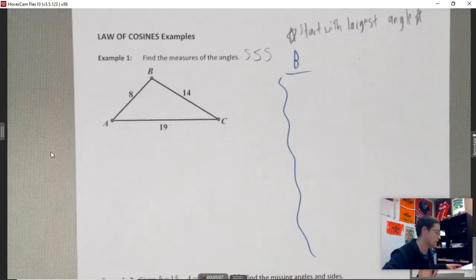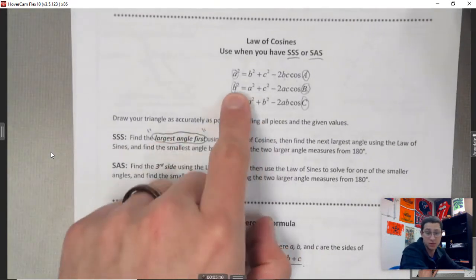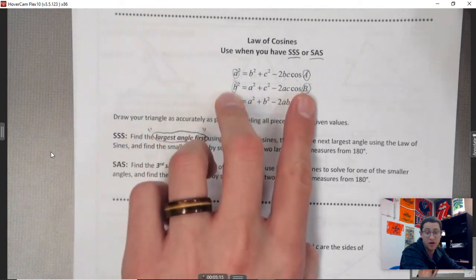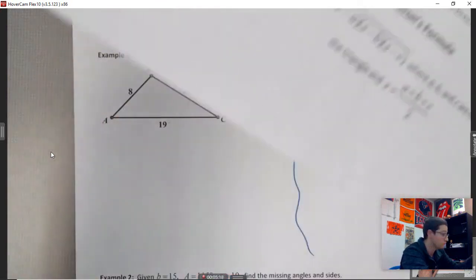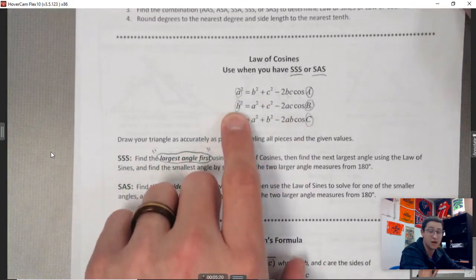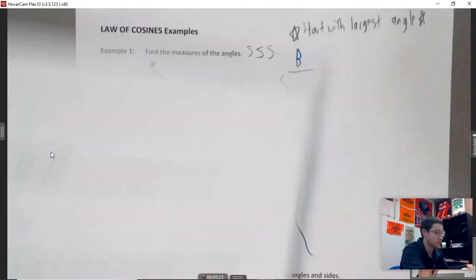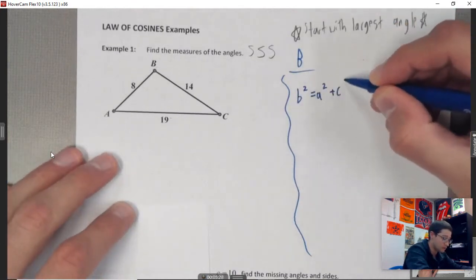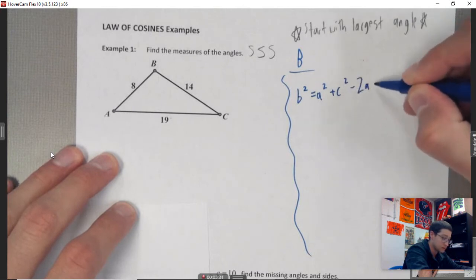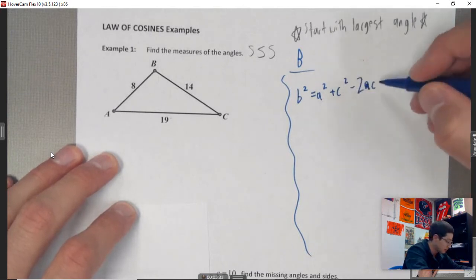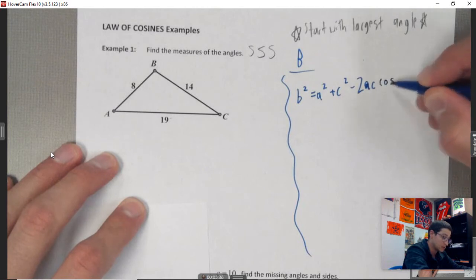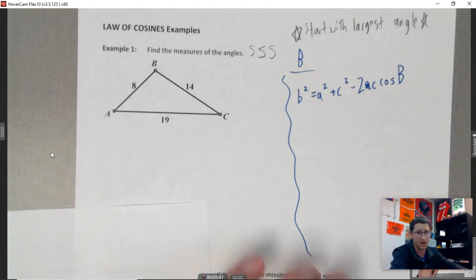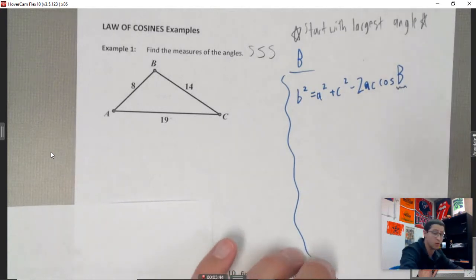Now, if you remember what I had mentioned earlier, this is the equation I want to use. It's b squared equals a squared plus c squared, because I'm trying to find big B, okay? So since I'm trying to find B, I'm going to use this second one. I'm just going to write that equation to start off with, okay? B squared equals a squared plus c squared, minus 2 times a, little c, and then times cosine of big B. Okay, keeping our eyes on this goal right here, that is what we're trying to find.